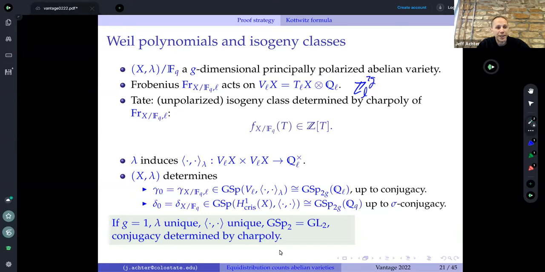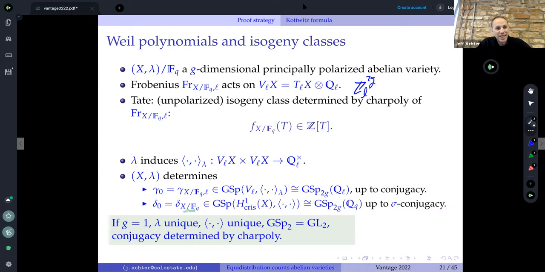Now, the polarization, its first Chern class gives you a skew-symmetric pairing on the Tate modules. I guess here this should intrinsically be twisted, but that doesn't matter here. Anyways, the point is that the linear algebraic data, now determined by not just x but by x and lambda, is there's a Frobenius element, which lives not only in GL_2G of Q_L, but it transforms nicely with respect to this pairing, or maybe the pairing transforms nicely with respect to it. The effect of which is that gamma naught now lies in the group of symplectic similitudes. And delta naught captures what's happening at P, with the Frobenius at P.